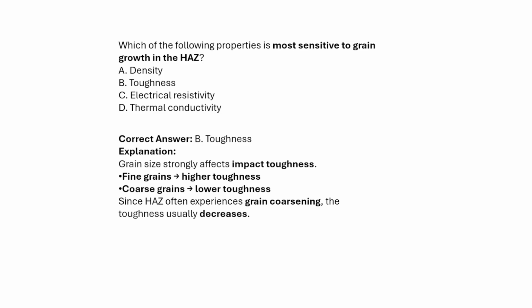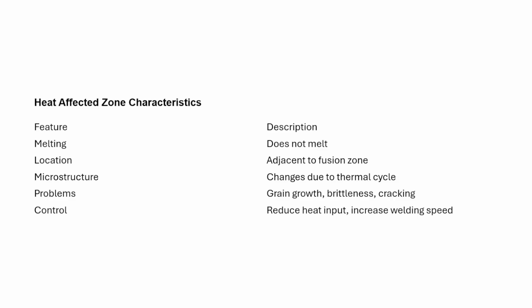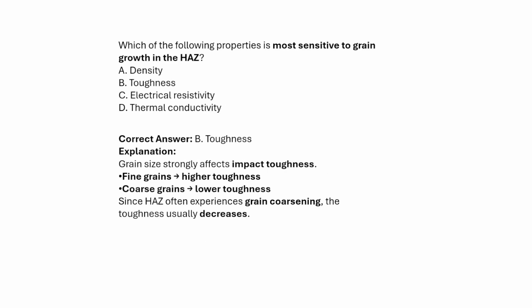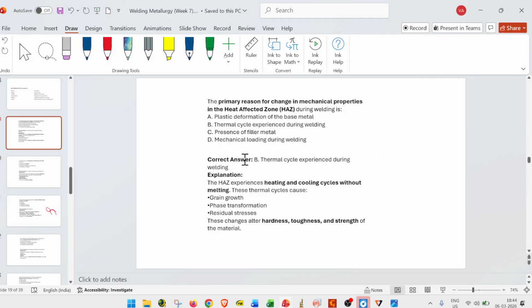Which property can cause us to be more sensitive to grain growth in the HAZ? As we have seen previously, once the grain growth increases, the crack propagation path will be much narrower and it will be highly prone to cracking. I think we have seen this somewhere.